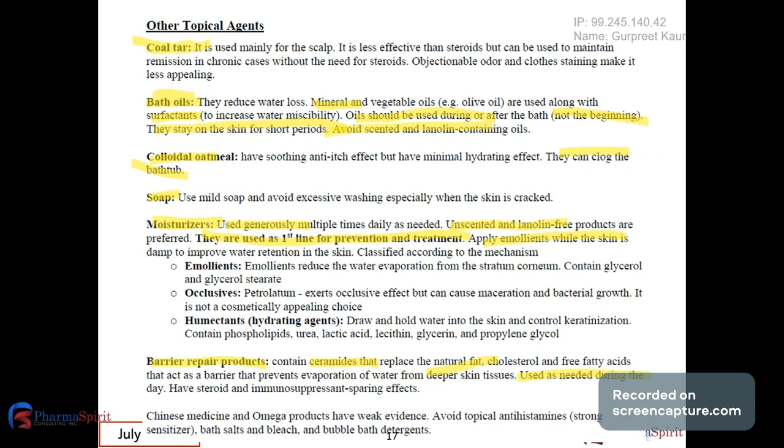Finally, there are some natural medicine and some other stuff that people use. For example, some Chinese medicine and omega products, they have weak evidence. We also avoid topical antihistamines because they are strong sensitizers. We avoid bath salts and bleach, and we avoid bubble bath detergents.